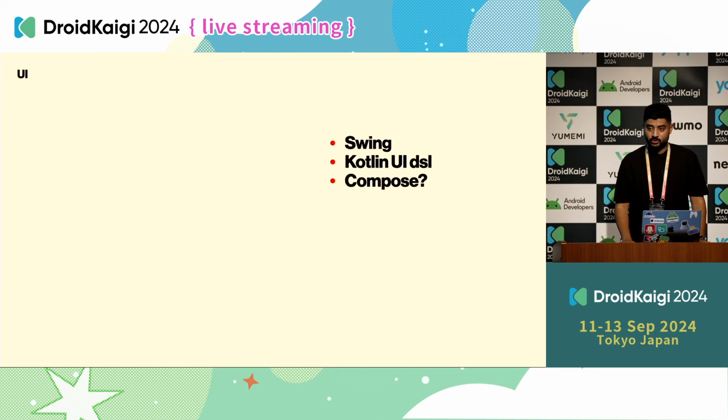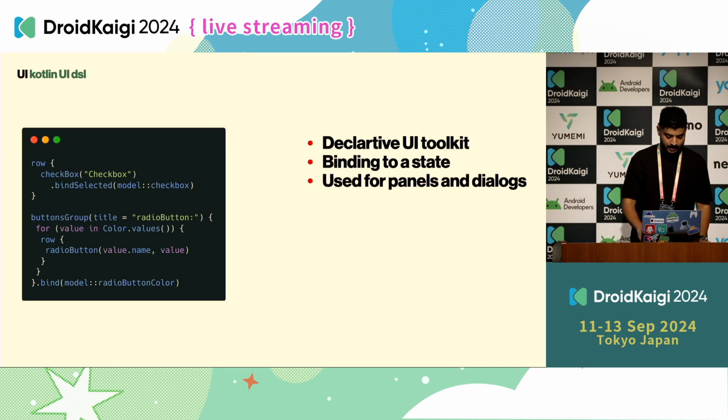There is another option called Kotlin UI DSL, which is a declarative way, just like Compose. You have a state, you can bind it to the components. But what about Compose? Can we use it? We will know this in just a few minutes. But let's check Kotlin UI DSL first. It's a declarative UI toolkit, and you can bind components to a state, similar to the basic concept of Compose. It looks really good and easy to learn. However, it doesn't cover everything. It's mainly used for dialogs and panels. Sometimes you will still need to jump back to Swing.